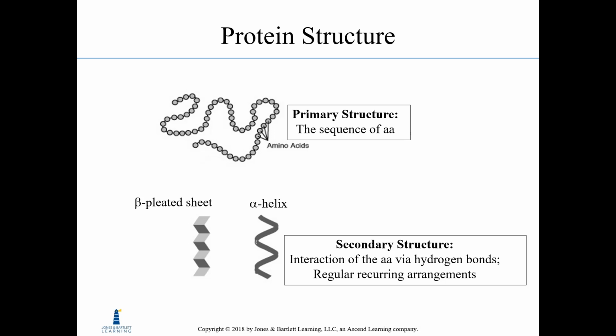Amino acids have all of these side groups, and those side groups are going to be interacting with each other as this polypeptide chain is produced. When those side groups form hydrogen bonds with one another, they're going to produce secondary structure. So secondary structure is a 2-dimensional folding of the protein, and the 2 most common secondary structures are going to be the beta pleated sheet and the alpha helix.